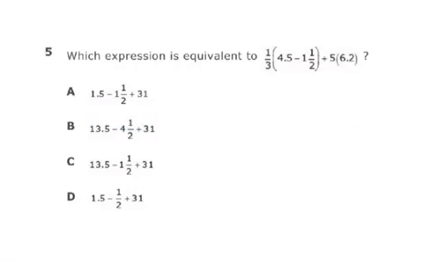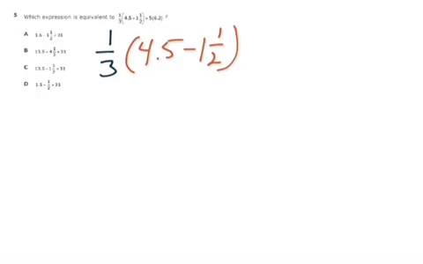Assessment question 5. Which expression is equivalent to 1/3 times (4.5 minus 1.5) plus 5 times 6.2? We're going to need to solve for that and then figure out which answer choice is equivalent, or has the same answer. So let's first solve this real fast: 1/3 times (4.5 minus 1.5), and then we add 5 times 6.2.